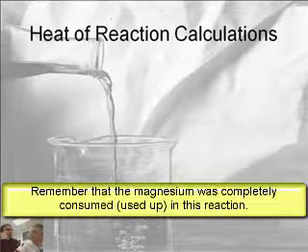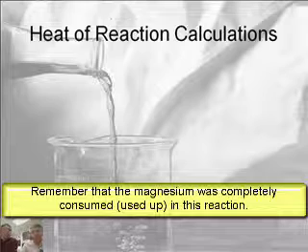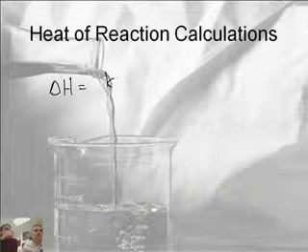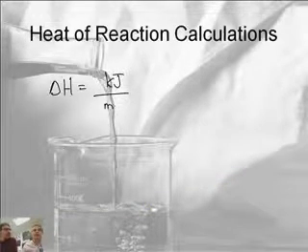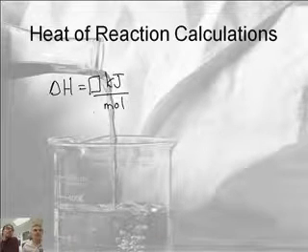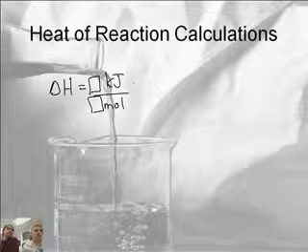Well, as I watched the experiment occur, I saw the magnesium completely be consumed. So if all the magnesium got used up, then that's our limiting reactant. So delta H is going to be our kilojoules of the reaction divided by the moles of magnesium in this case. So here's our reaction for all this. We need to find the kilojoules and we need to find the moles.